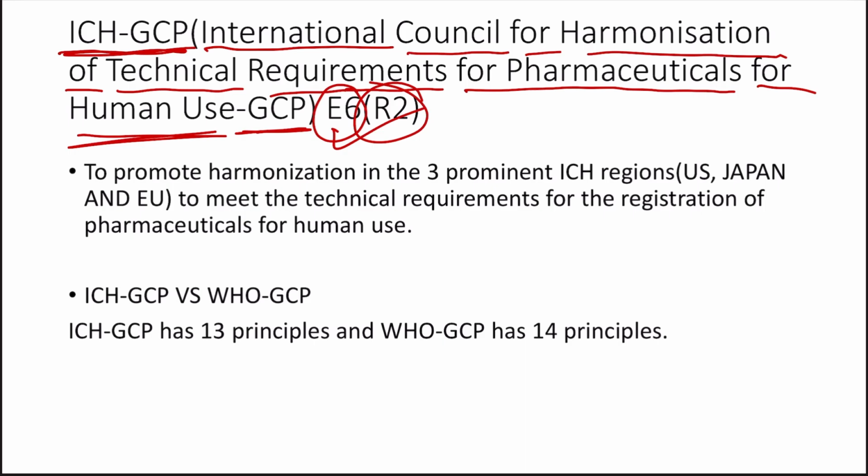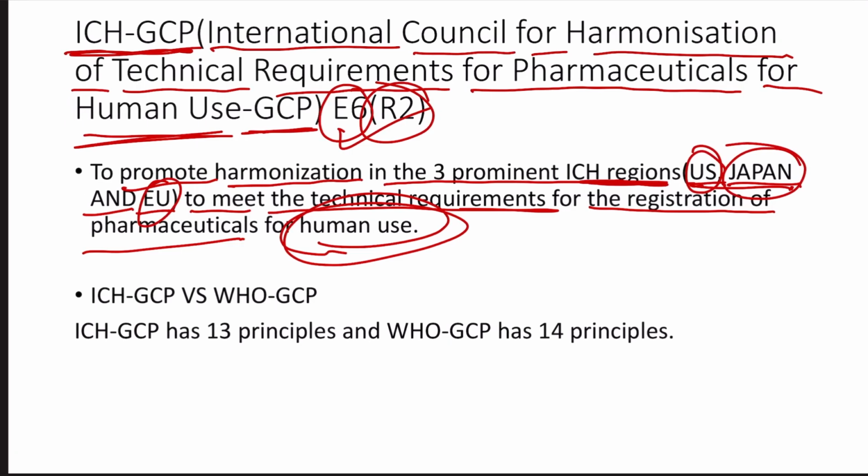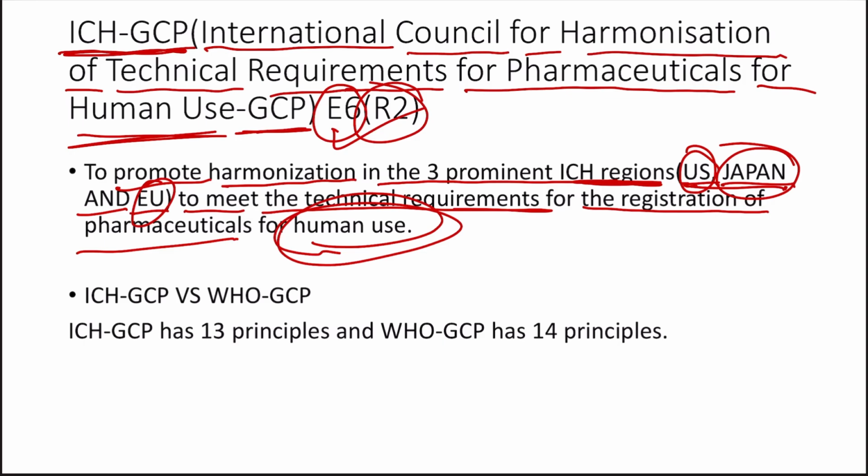It was actually started to promote harmonization in the three prominent ICH regions, that is the US, Japan and the European Union, to meet the technical requirements for the registration of pharmaceuticals for human use. So the three main regions where it was first applied were the US, Japan and the European Union. Now coming to the differences between ICH-GCP and WHO-GCP.